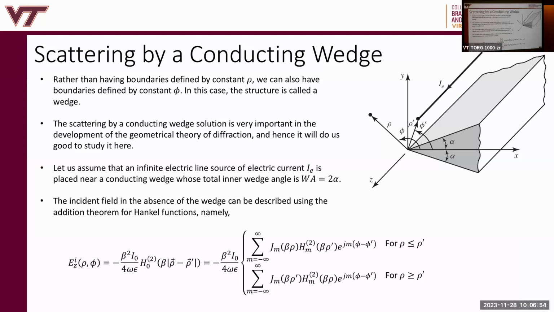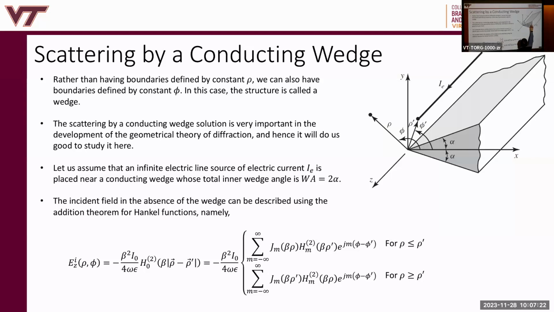All right, now we're going to do scattering by conducting wedges. So before we had the boundary conditions for the cylinders at rho equal to some constant value, rho equal to A, rho equal to B, right? But now we're going to look at a different kind of boundary condition in terms of the angular variable phi instead of the radial variable rho. So we can have interfaces at phi equal to a constant and phi equal to some other constant, right? Instead of rho equal to a constant. What that forms is called a wedge.